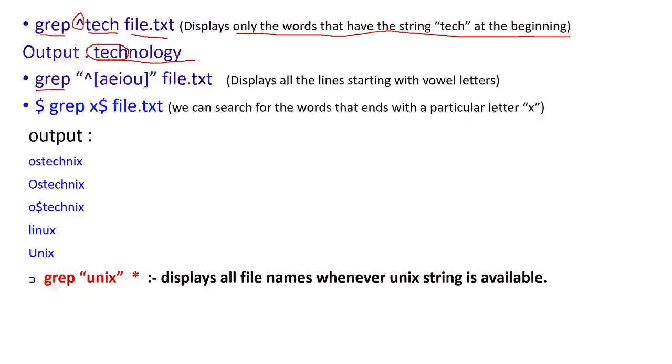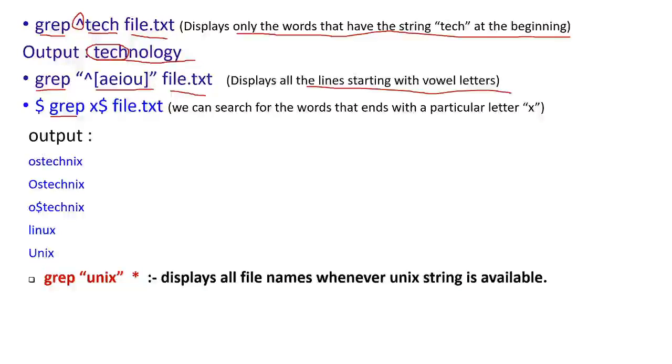Another example, the grep command, and this is the range. See, we have used here square brackets for the range. So from the beginning, it displays all the lines starting with vowel letters. So these are vowel letters, so it will display all the lines whichever are starting with A, E, I, O, U from that particular file.